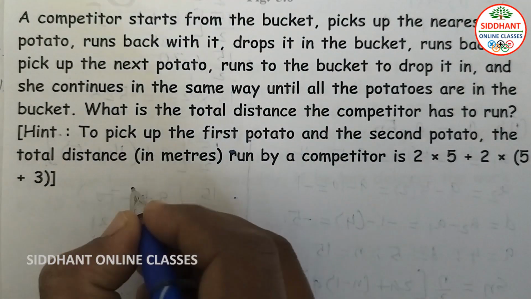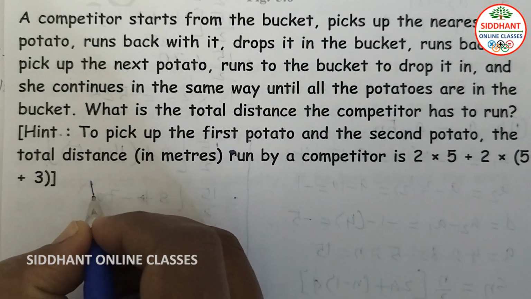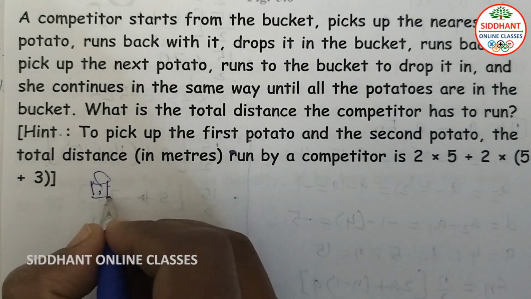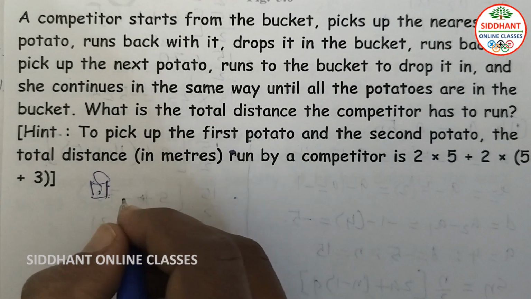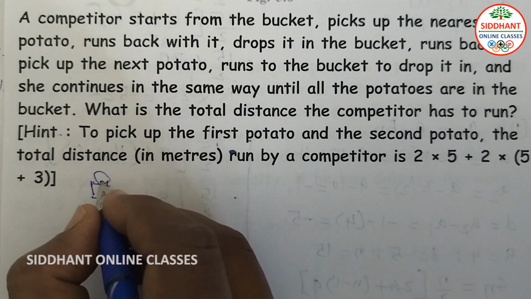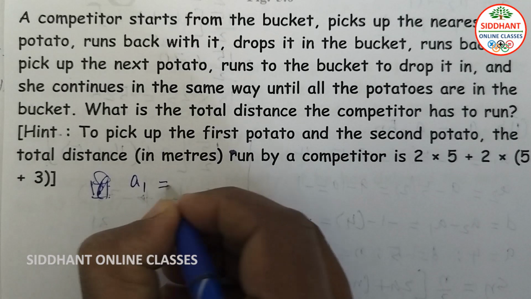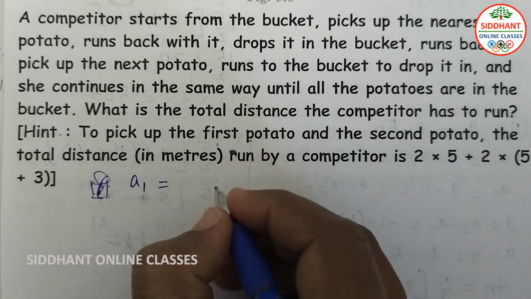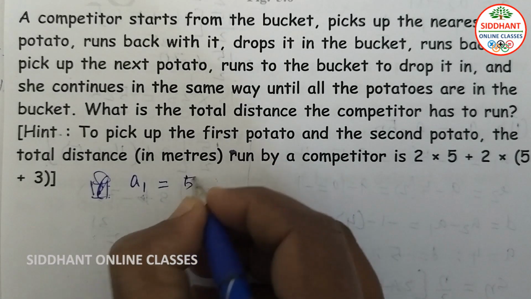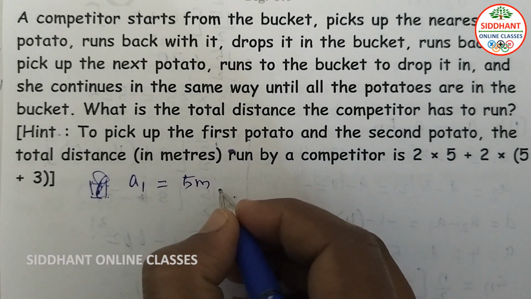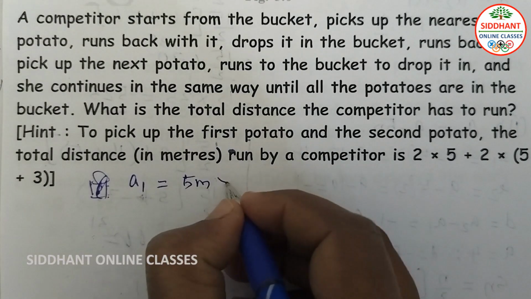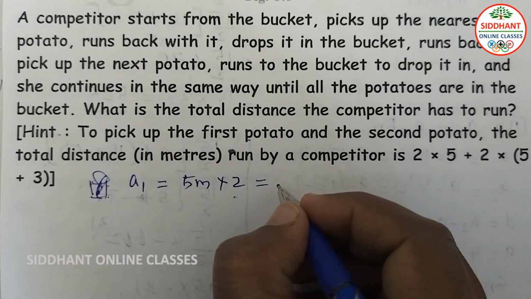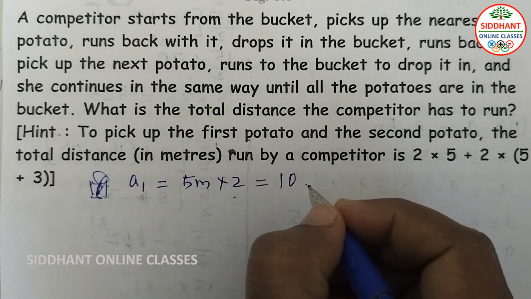So here the information given is one bucket. First it is going to run and drop one potato. So here A1, it is dropping 5 meters. First he will run 5 meters and again he will run 5 meters back, that means into 2, and drop the potato in the bucket. So it will be 10 here.